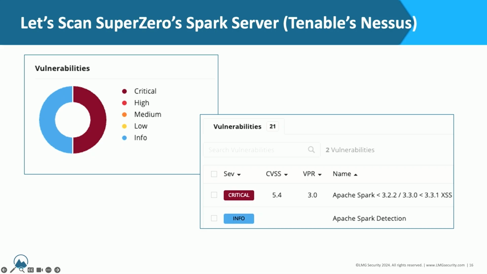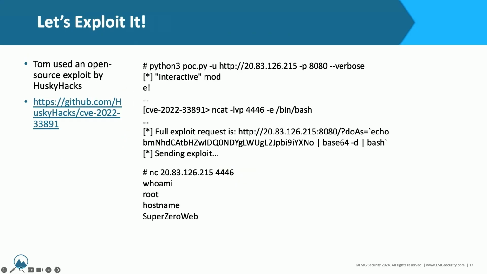And when we run the scan, we do find that there is a somewhat significant vulnerability. It's marked as critical. CVSS is a 5.4, so I mean, it's not world-ending or anything like that. But it's an out-of-date server. It has not been patched, and it is vulnerable to exploitation. So, Tom, you want to show us what we're doing here?